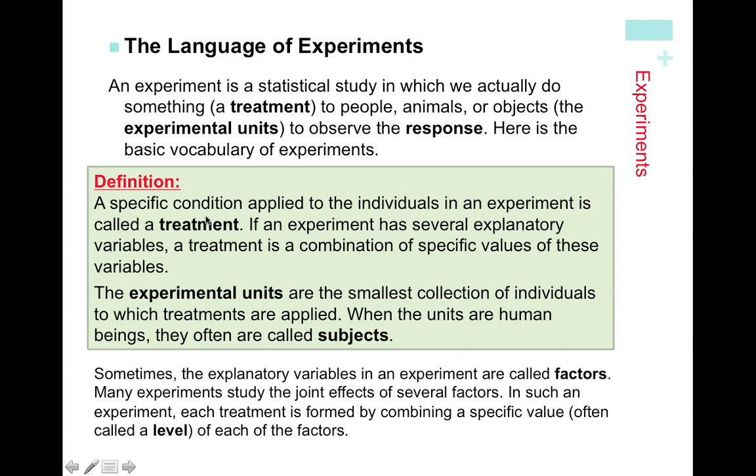The treatment is what's being manipulated. The explanatory variables are called factors. Many experiments study the joint effects of several factors. In such an experiment, each treatment is often formed by combining a specific value, often called a level.